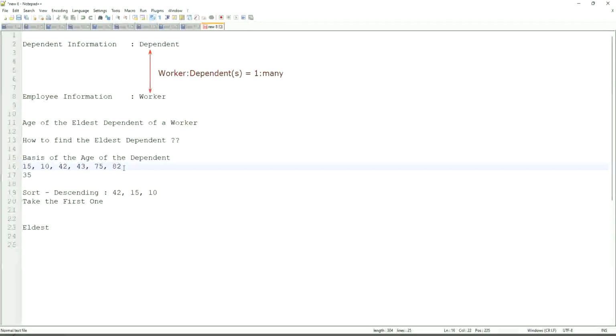So the first thing that we are going to do is find out the eldest dependent. So we will sort the dependents based on the age. And then we will see what is the criteria on the basis of which we are choosing. But first thing is you realize that we are going to store the new calculated field in which business object, worker or dependent.